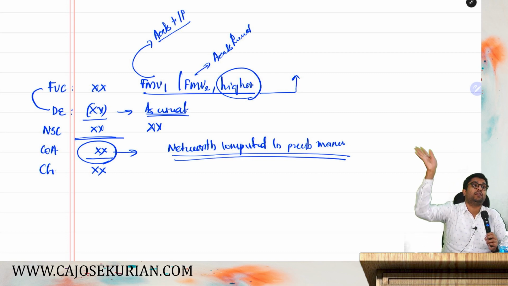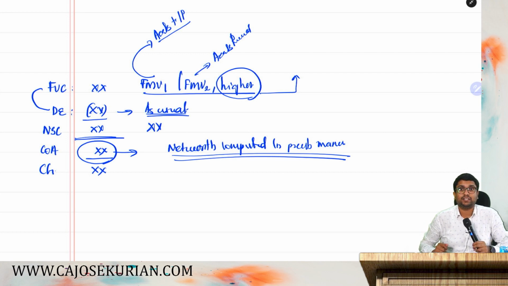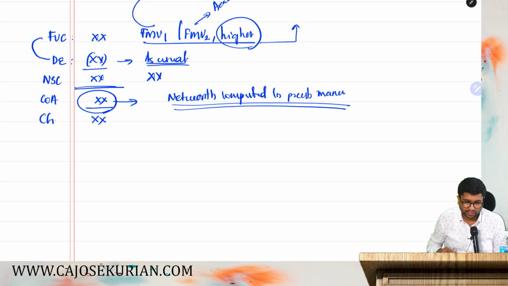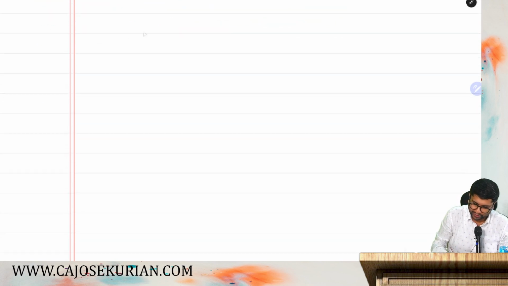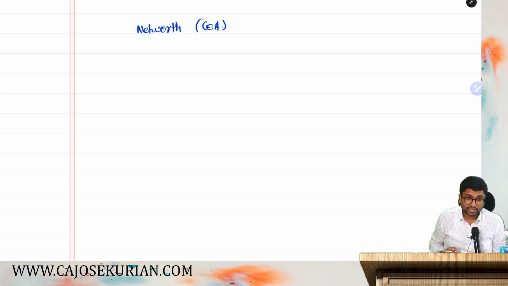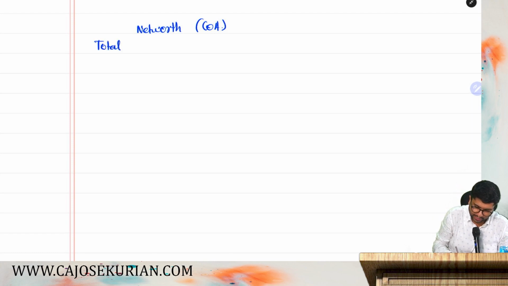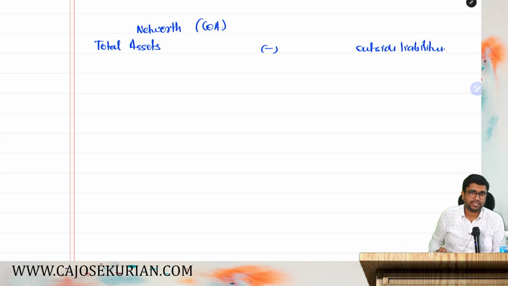For that, there is another valuation rule, but that is comparatively very easy. So let's write that. How to compute the cost of acquisition. Net worth for the purpose of cost of acquisition. The formula is total assets minus outside liabilities.